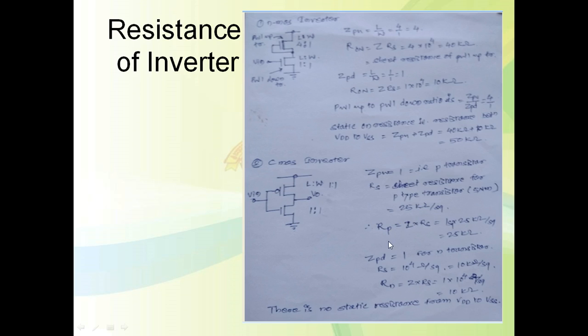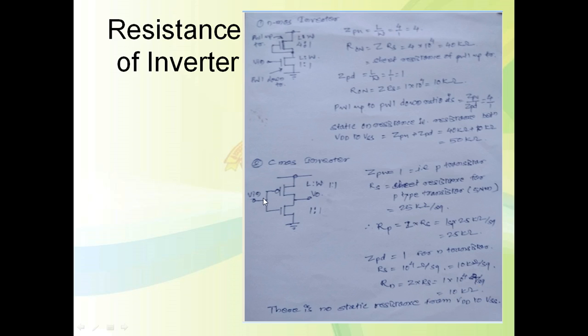Now the resistance offered by the pull-up transistor is Z into RS, which is 1 square, the length to width ratio, times 25 kilo ohm per square. The squares cancel, and the resistance of the p-type transistor is 25 kilo ohm. For the pull-down n-type transistor, the length to width ratio is 1, so RS is 10 kilo ohm, or 10 to the 4 ohm per square. The squares cancel and you get 10 kilo ohm. So the resistance offered by the pull-down n-type transistor is N into RS, 1 times 10 to the 4 ohm per square, which gives a total of 10 kilo ohm.